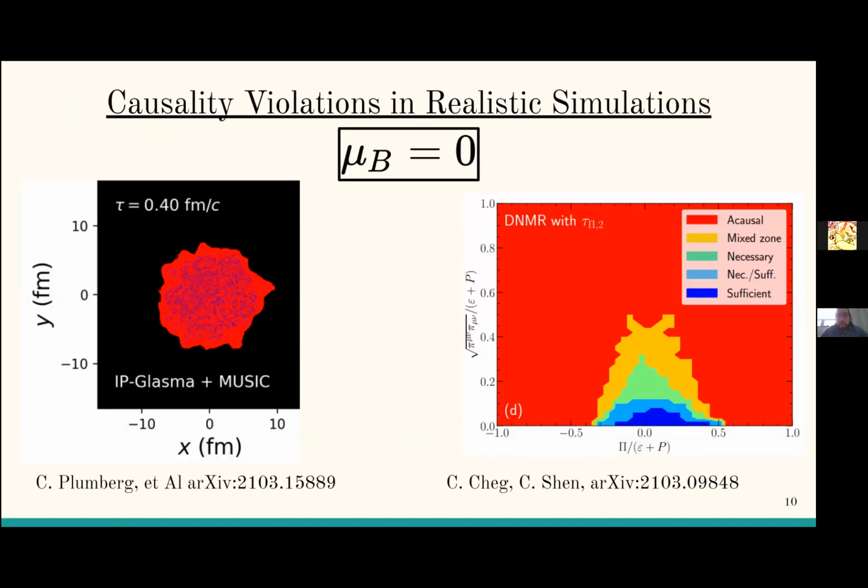Some of these studies have already been done at mu_B equal to 0. On the left here, we have some IP-Glasma and MUSIC. IP-Glasma is an initial condition used in heavy ion collisions that's based on the CGC formulation that we heard a little bit about earlier. And MUSIC is a state-of-the-art hydrodynamic code that is publicly available as well. So you see here that the red is all a bunch of causality violating hydrodynamic cells.